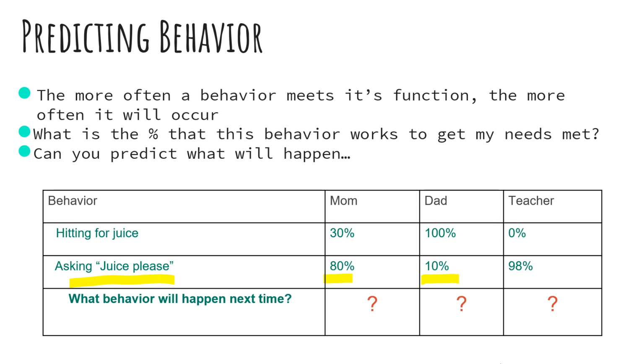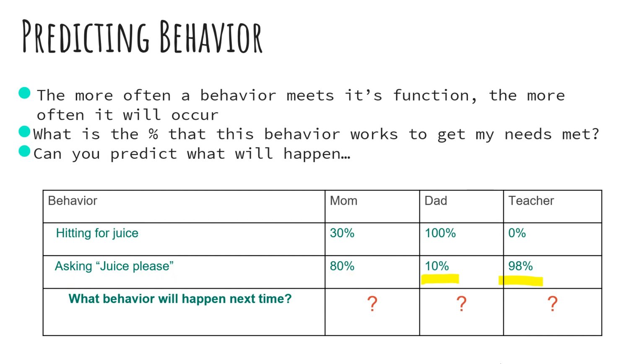Okay, so when we do that and make the client wait, they're more likely to resort back to the behavior that works more effectively for them, such as hitting. Okay, so with dad, asking appropriately maybe only gives him juice 10% of the time. When he asks his teacher for juice, she's going to give him the juice 98% of the time he asks.